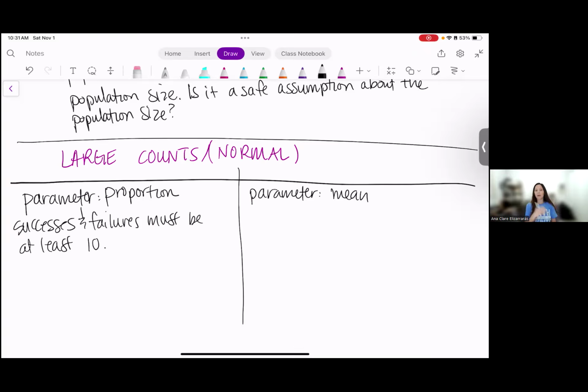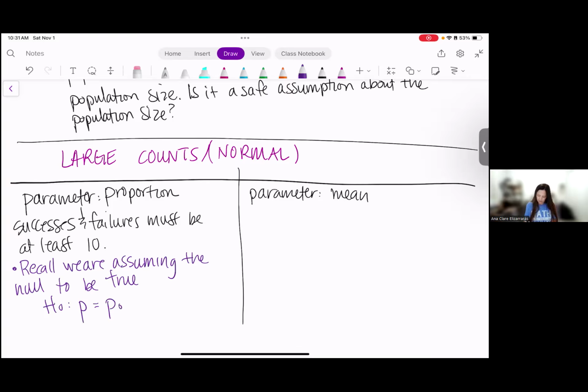And now we are not talking about actual successes and failures from the sample. We are talking about expected successes and failures, considering we are assuming something about the null hypothesis. So that is the caveat for hypothesis testing. So recall, we are assuming the null to be true, which means we have this null hypothesis where P is assumed to be some value. This is the hypothesized value.